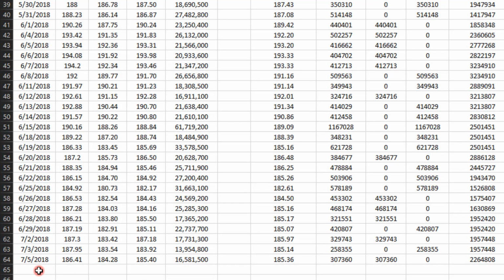Now this is on July 5th. Today is actually July 6th. So I don't have today's data in because the market is still open, but that would be our most recent reading for the money flow index. Let's pull up the E-Trade platform and see how it compares.